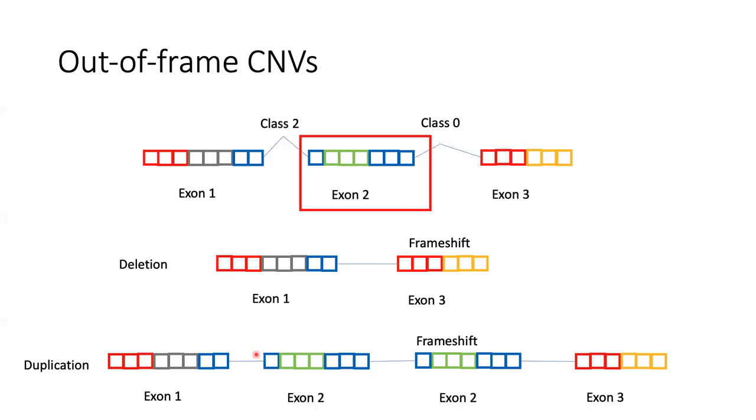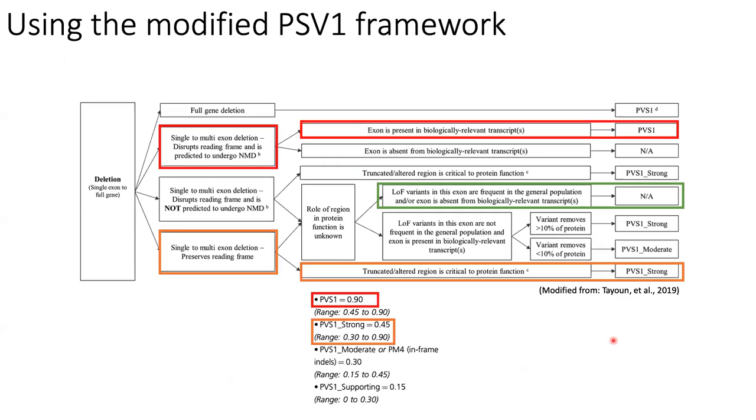Same with duplications. Here I have a class 2, right, exon 2, and here I have a class 0. It goes normal here, and then encounters the frame shift, which may lead to a truncated protein product or nonsense-mediated decay later. All right, so now we know how to tell if a deletion or a duplication is in frame or out of frame. So how do we go about classifying them?